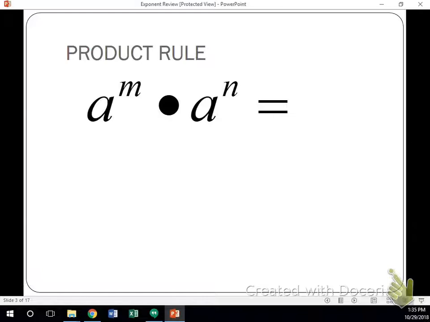The first rule that we need to go over is the product rule. If you are multiplying two bases that are the same, so here my base is a, with different exponents, does anyone remember what we do with those exponents? Add them together. So this would be equal to the same base, a, raised to the m plus n power. We would add the exponents together.